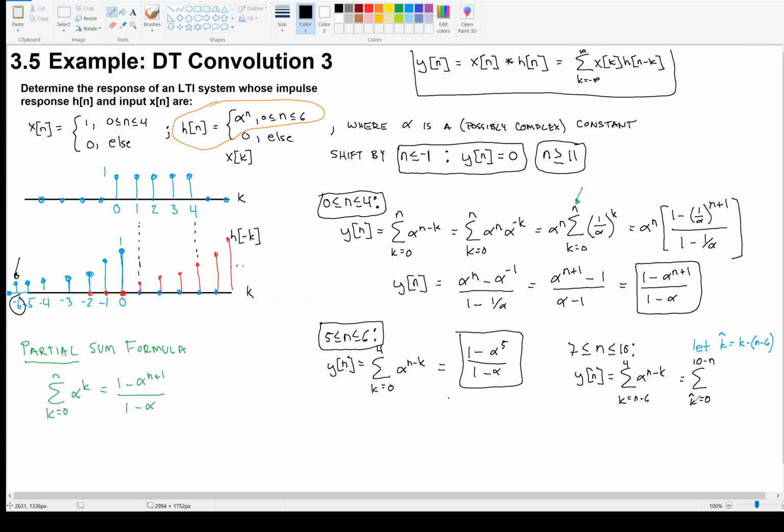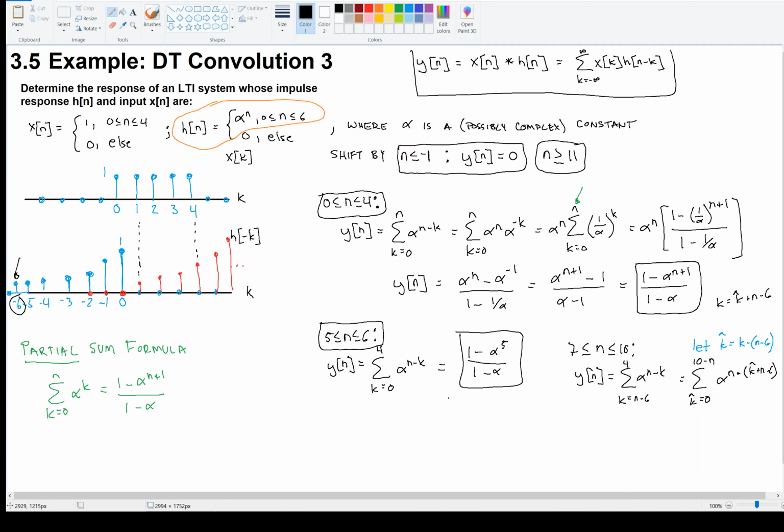Okay, so I've got my bounds for this new variable k hat. I've changed the index. Now I've got alpha to the n. I had minus k before, so if I solve this little let statement for k, or minus k, I guess, notice that k is k hat plus n minus 6. Then I have alpha to the n minus k hat plus n minus 6.